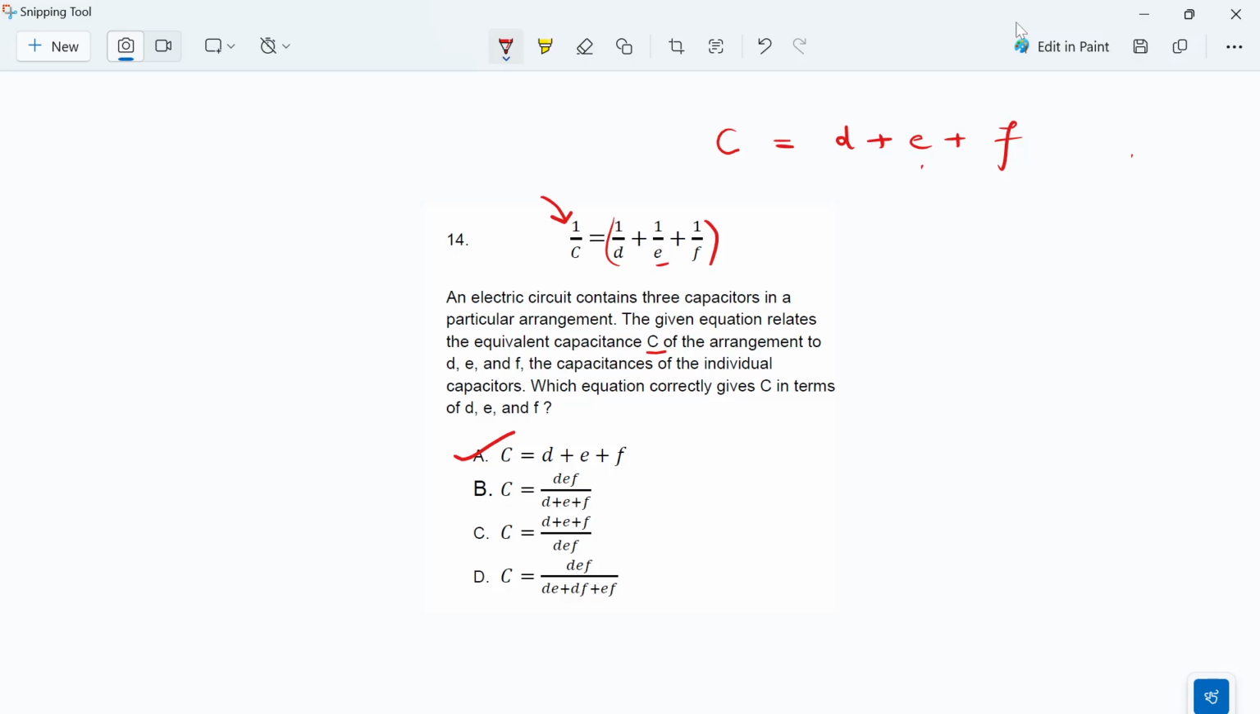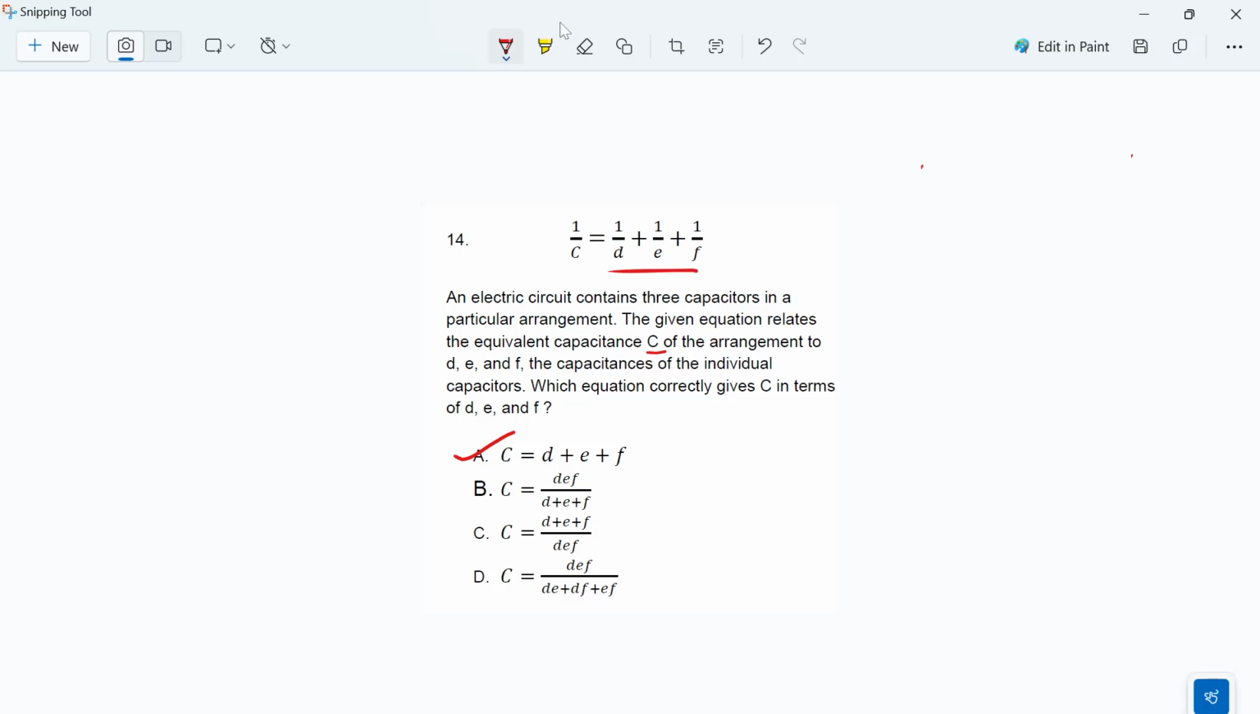And the test makers are really smart. They know that students are going to make this mistake, and that's why they put the very first option as what the students are going to do. But this is not how we take the reciprocal. When you have multiple terms, you cannot simply take the reciprocal like this. What you need to do is some simplification.